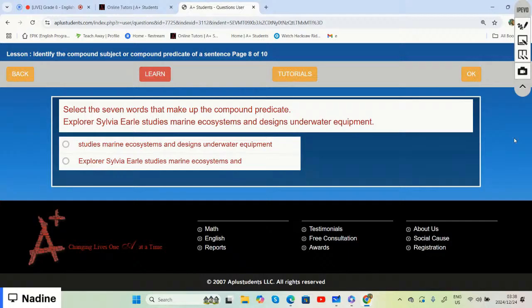It says, select the seven words that make up the compound predicate. So, explorer Sylvia Earle studies marine ecosystems and designs underwater equipment.